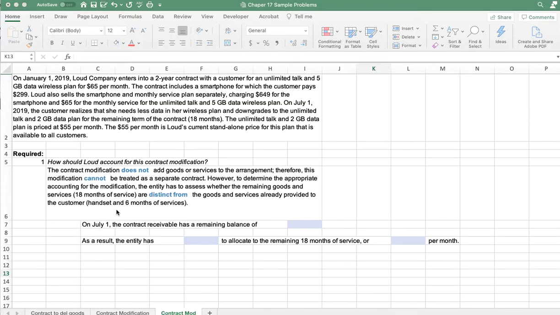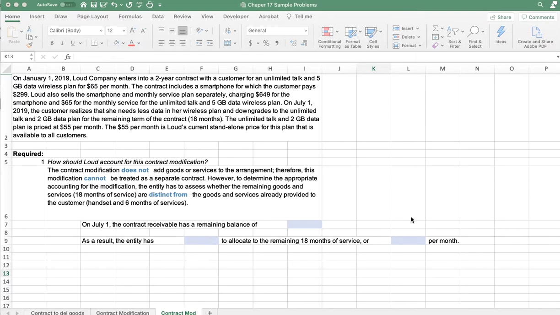So that handset and 6 months of service. And so then it's asking us to fill out this. On July 1st, the contract receivable has a remaining balance of blank. As a result, the entity has blank to allocate to the remaining 18 months of service or blank per month. And so we will go ahead and figure that out.